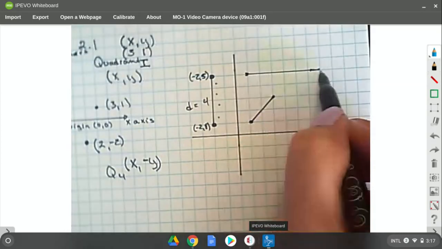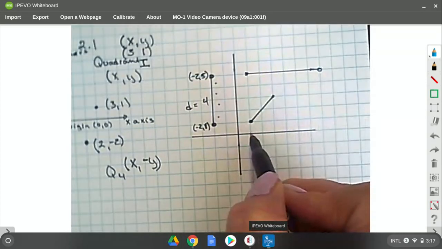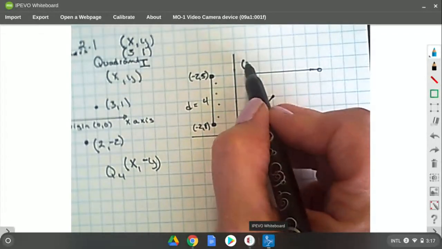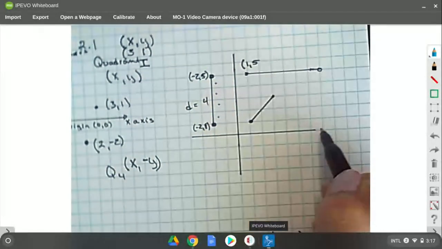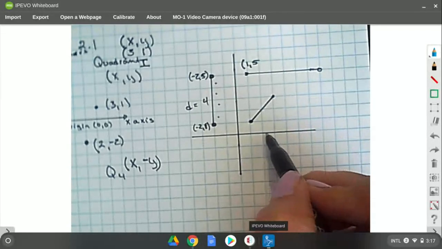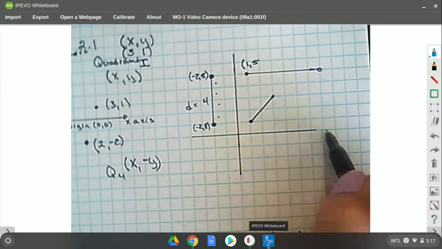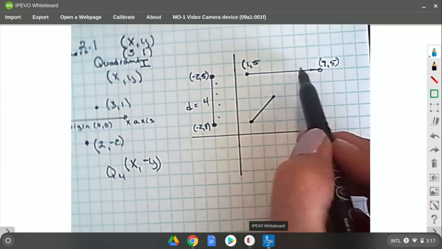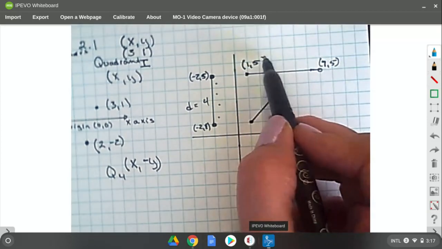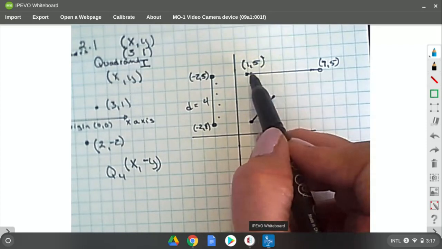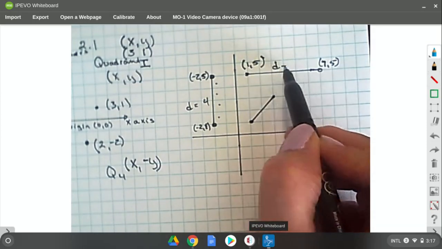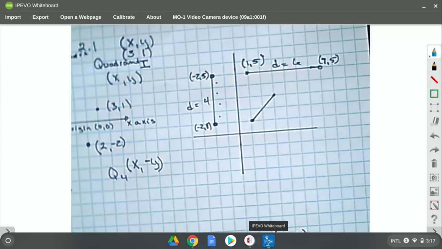Same thing if it's a horizontal line. I've got 1, 1, 2, 3, 4, 5. So this is 1, 5. And 1, 2, 3, 4, 5, 6, 7. 7, 5. All right, what's the distance of this line? Well, the 5's don't change, so that's just 7 minus 1 gives me a 6.